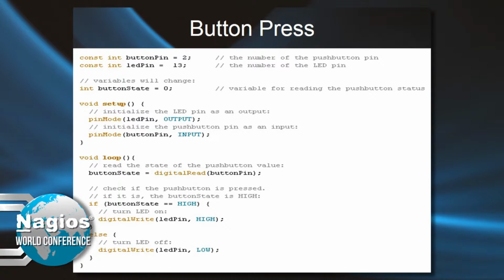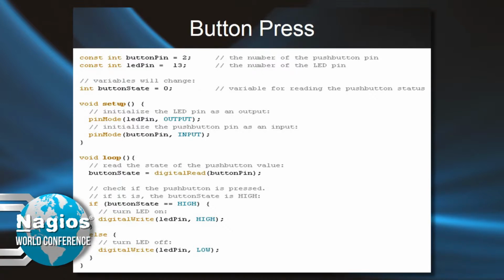For the setup phase, again, we're going to set pin mode LED pin as output because the LED is what we're controlling. I'll go ahead and pose for the camera like I'm saying something interesting. There we go. Pin mode button pin input because we want to read the button. And then we go back to our loop, which will run forever and ever.